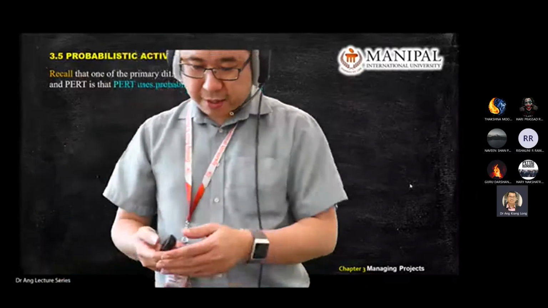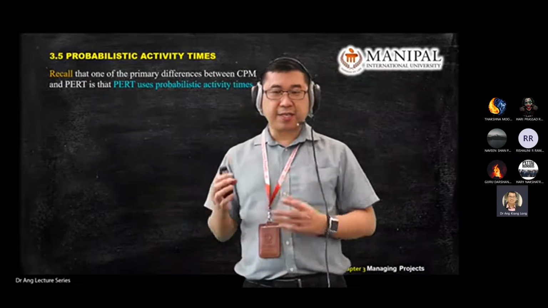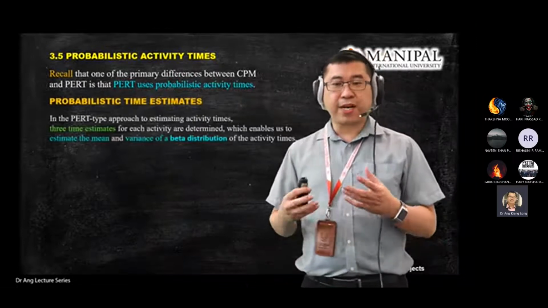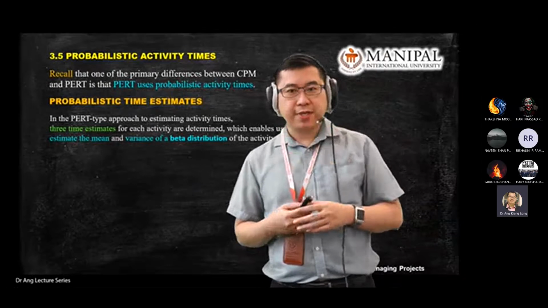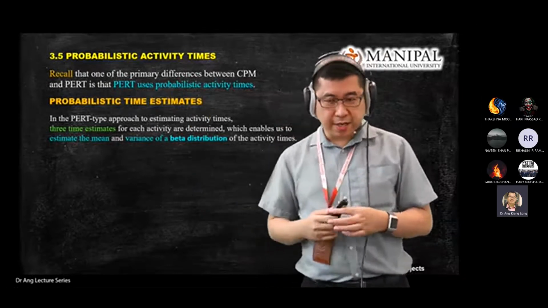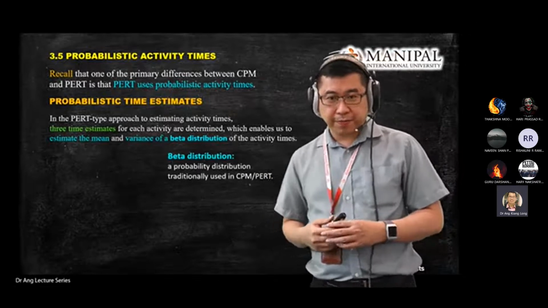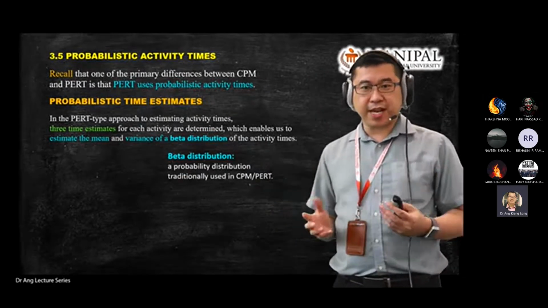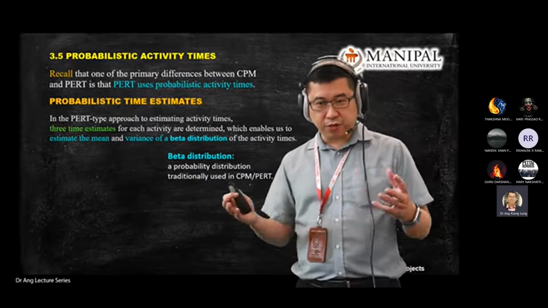Now, we stopped at PRT just now, and we mentioned that PRT is a method that uses probability. So let's look at the terms that we use inside a PRT network. The first one is beta distribution. You can see the beta distribution as a probability or statistics distribution.